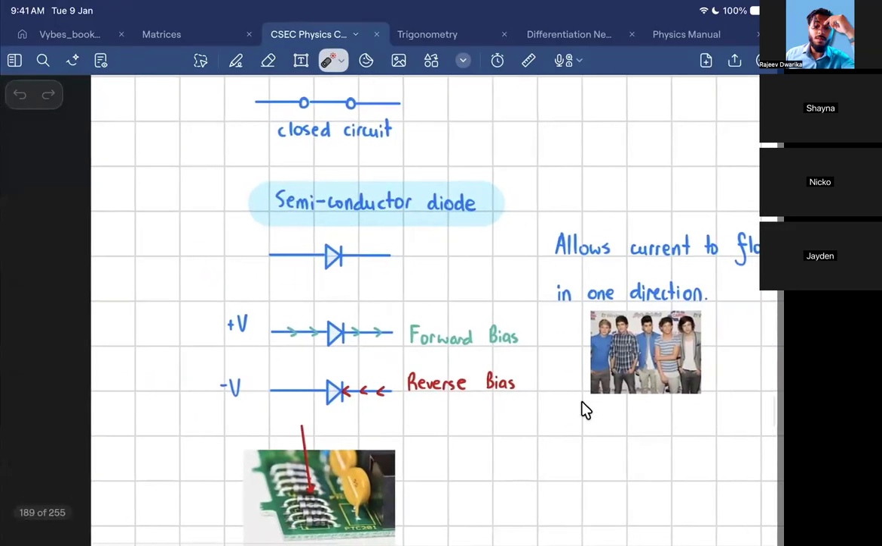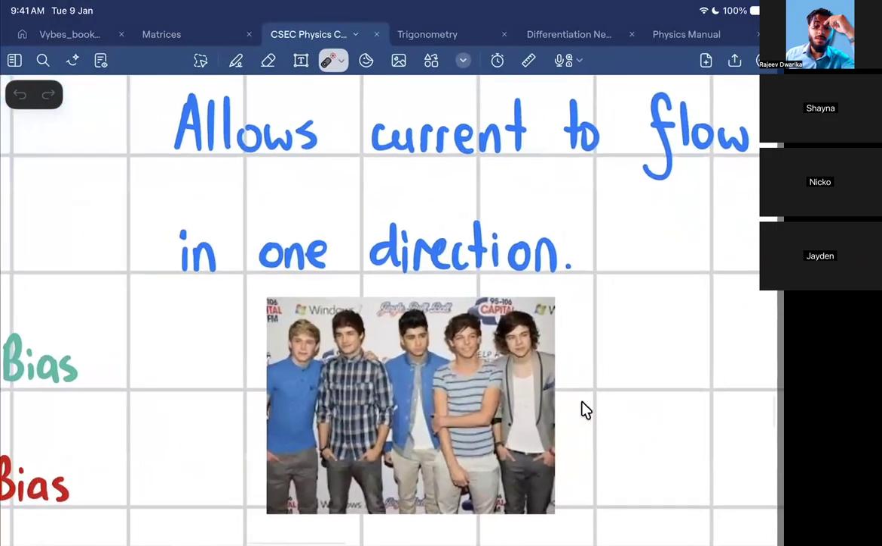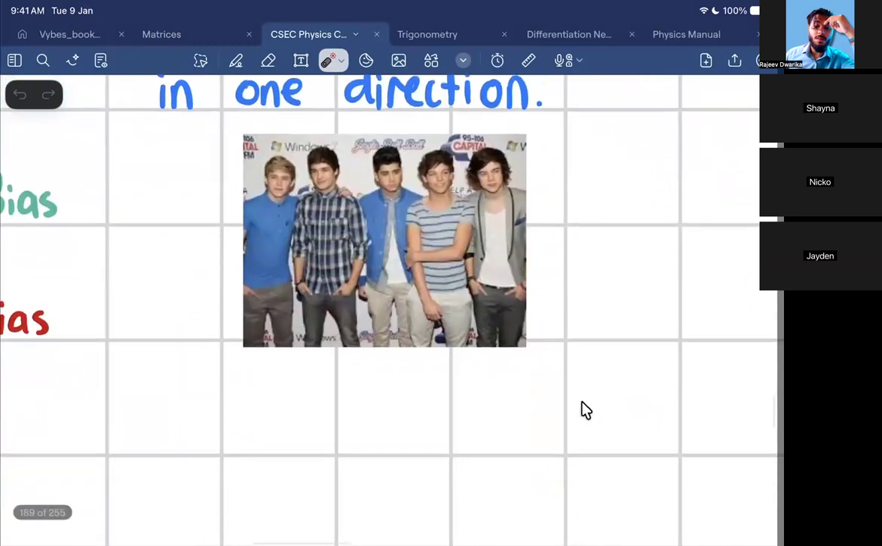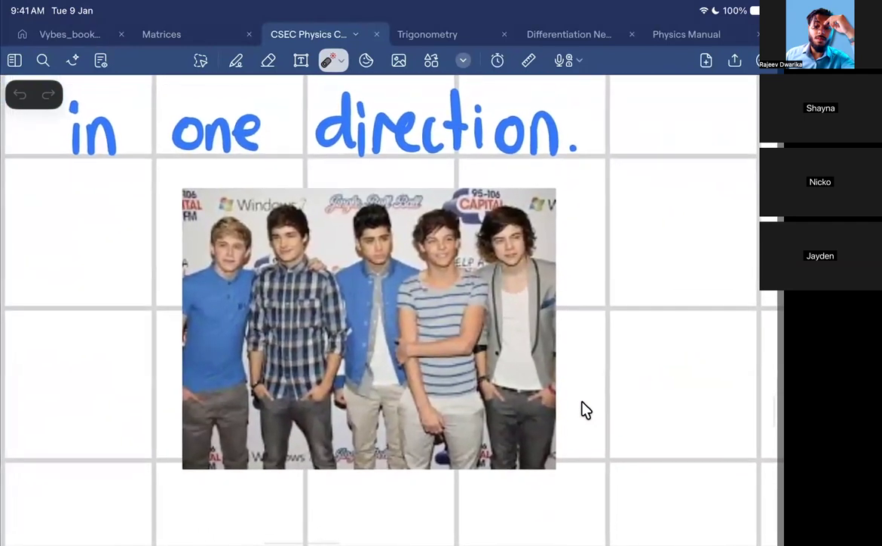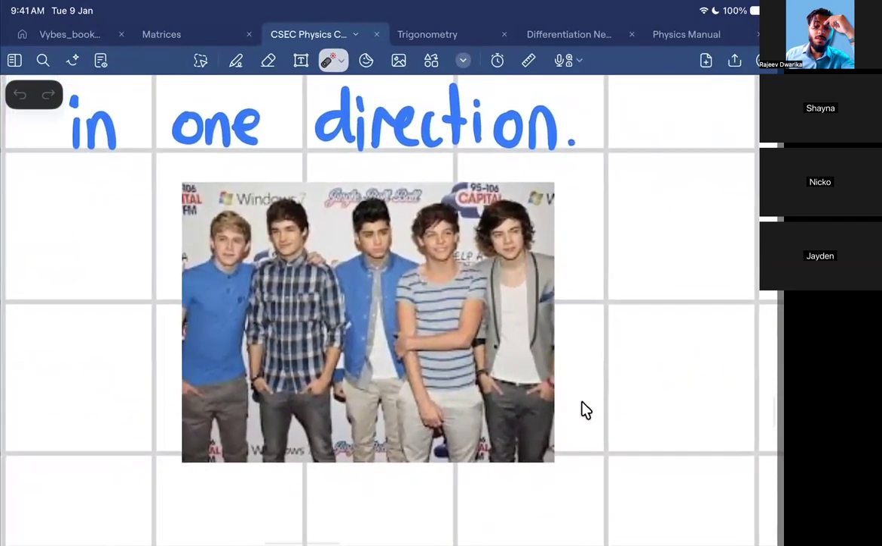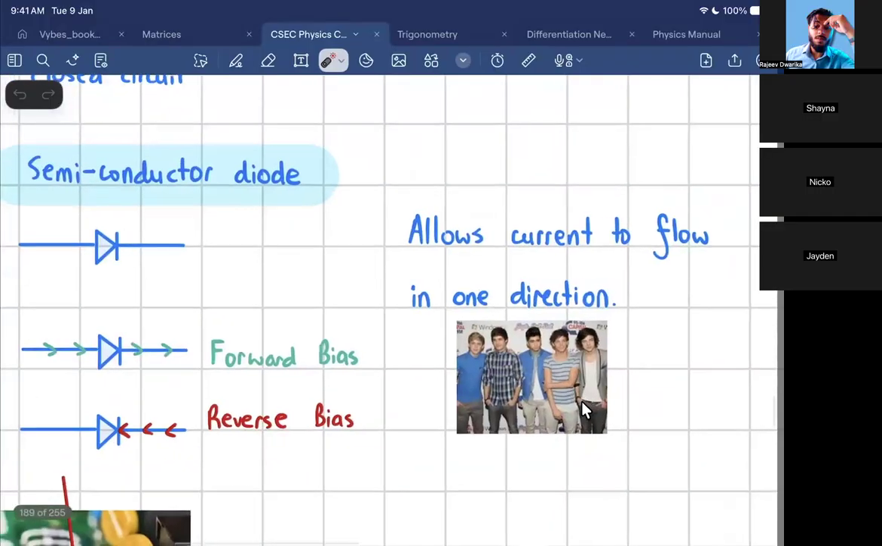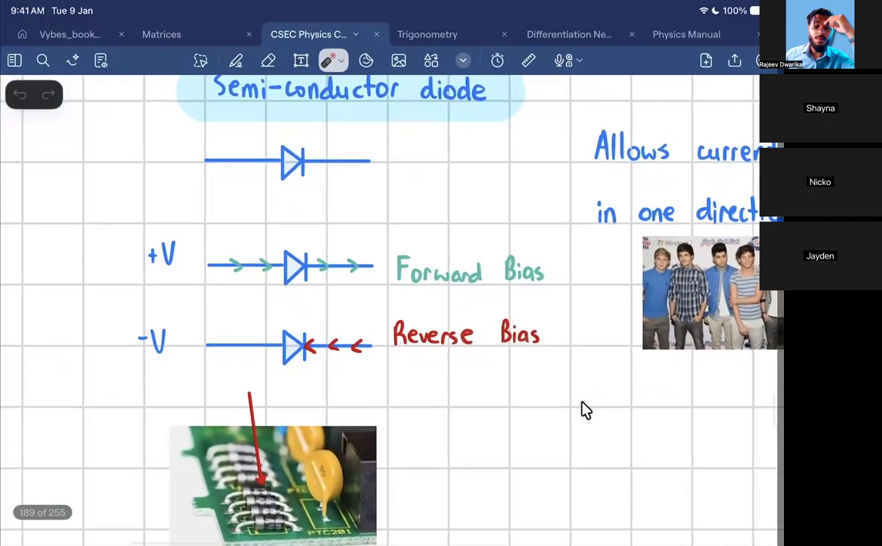Nice. We also looked at semiconductor diodes, right? It only allows current to flow in one direction. Jadon, you know about one direction? Yes, sir.